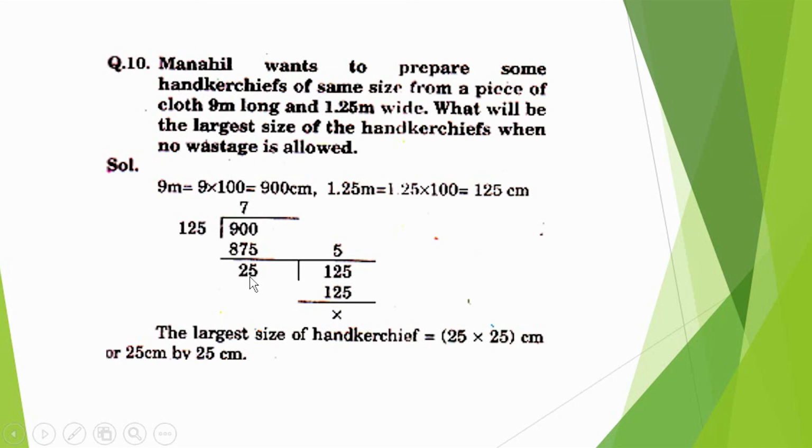Now the largest value is 900 and the smallest value is 125. Now we divide: 125 7s are 875. Remainder comes 25. When we multiply 25 with 5, the answer comes 125. The largest size of handicraft is 25 centimeter by 25 centimeter.